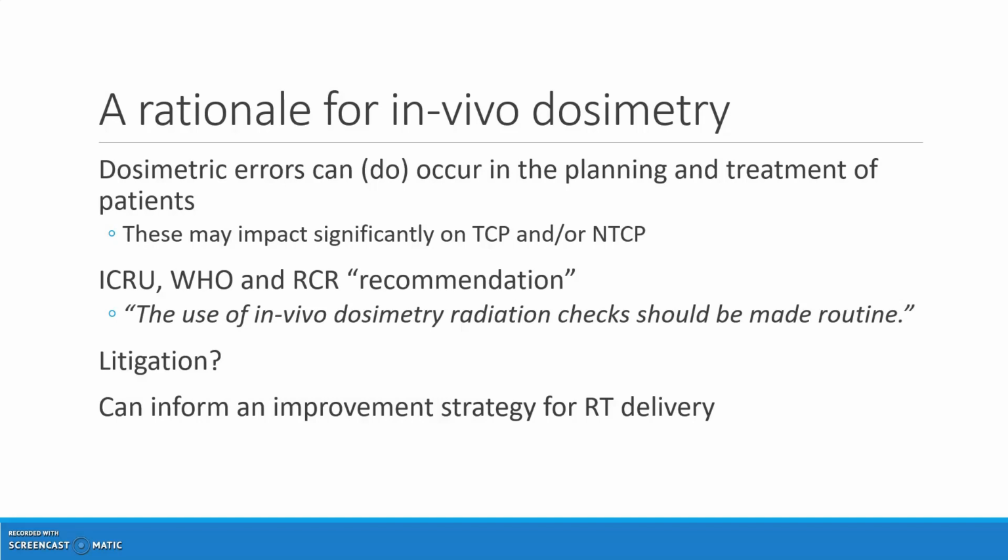Another reason why we might want to check the dose that we're delivering is that we are working in an increasingly litigious society. Although there's no statutory requirement for us to undertake in vivo dosimetry, in some European countries there is. And so we might want to at least ensure that we can demonstrate that we're delivering what we say we're delivering. Also, if we collect data from our in vivo dosimetry program, we can learn a lot about what we're doing with our radiotherapy, and we can learn where the weaknesses are and how we can improve them. These are all important aspects of an overall improvement strategy. But most importantly, remember that dosimetric errors can and do occur.